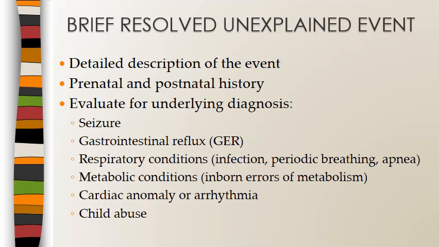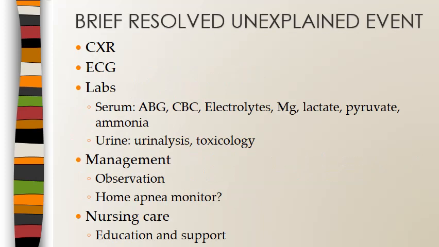We'll talk about all these later in the course. Any type of cardiac anomaly or arrhythmia. And then also we need to investigate for child abuse, because sometimes that is the reason for this unexplained event. So the workup is to rule out a lot of these potential other problems.